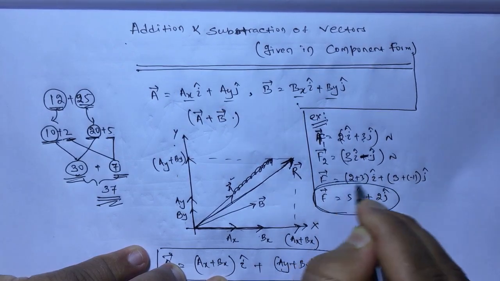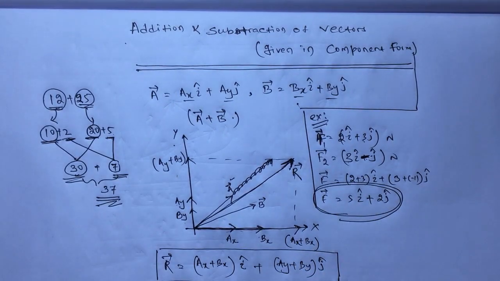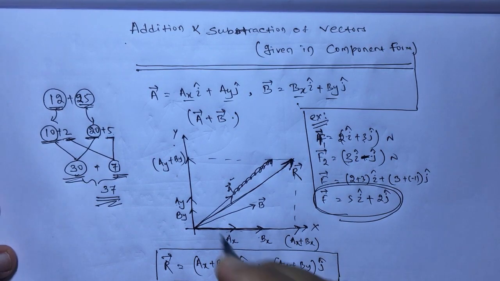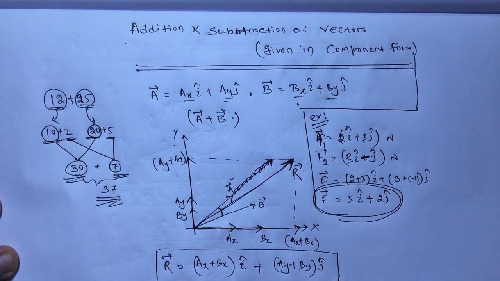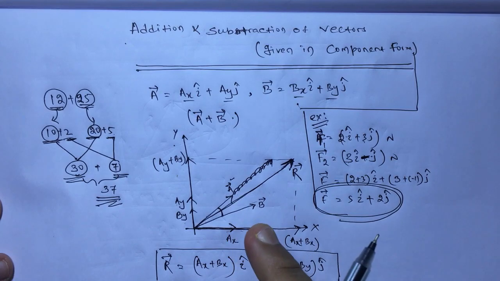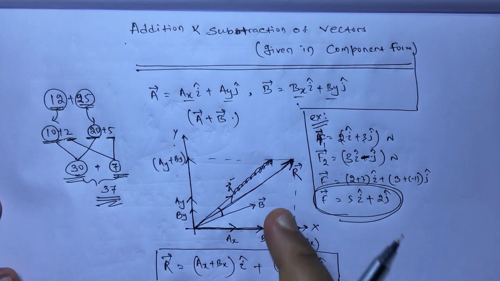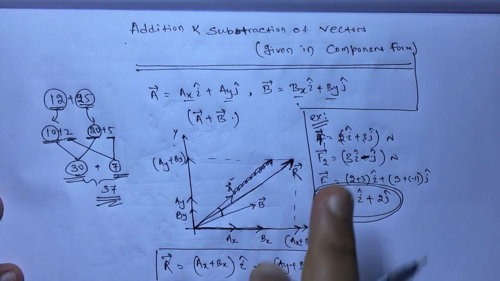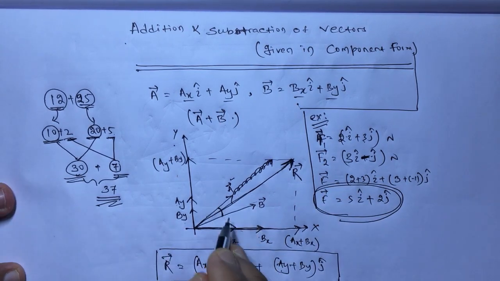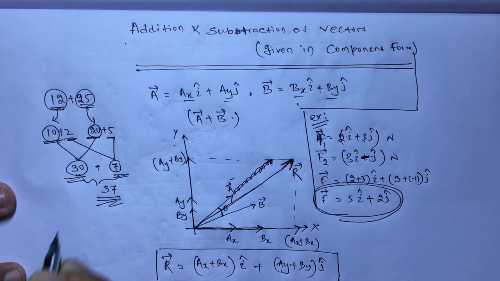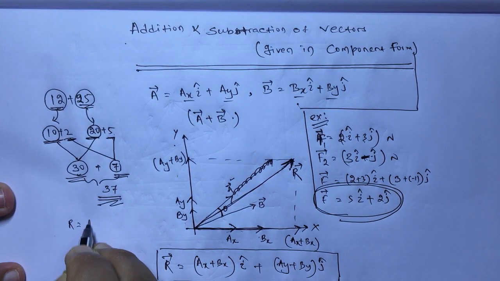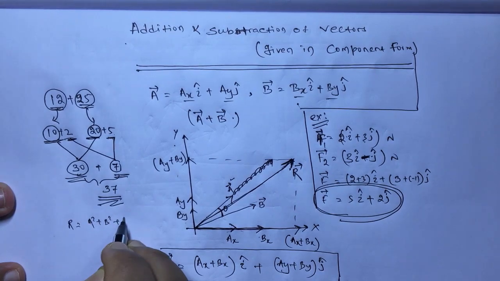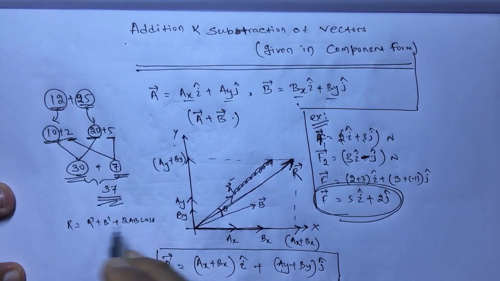This is how you are getting the answer. Now you remember how you are going to add two vectors by using the triangle law. What was the formula? If vectors a and b are given, and the angle between them is given as theta, then how are you finding r? R you are finding as the square root of a square plus b square plus 2ab cos theta.